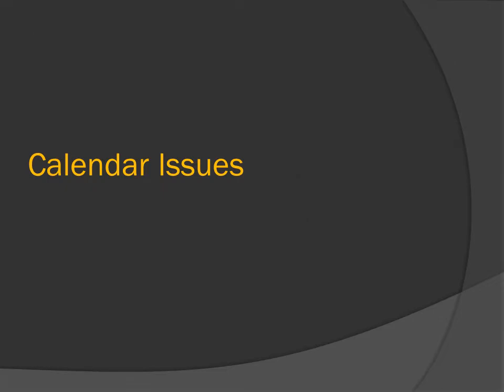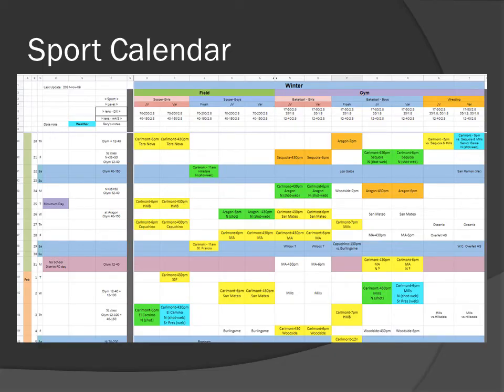Calendar issues. This is a sports calendar that I created and we use here at Carmont. On the vertical axis is the date. The horizontal axis is the sport. In this case, it's for winter. Going across by day, you can see the games that are scheduled for that day for each of the sports.